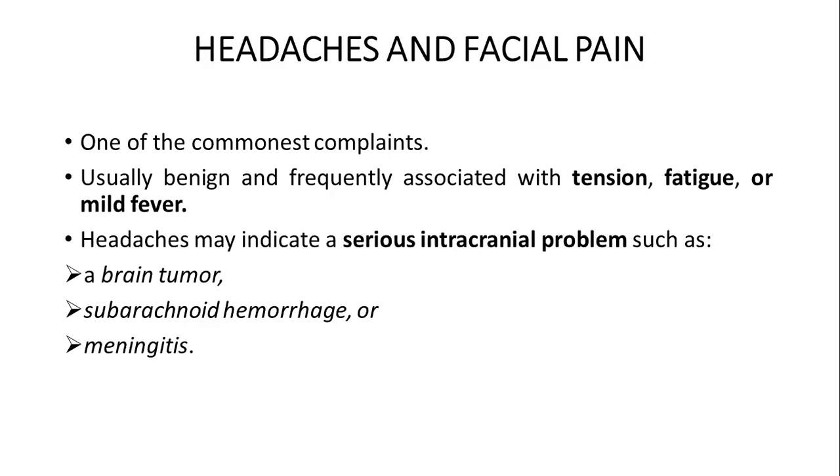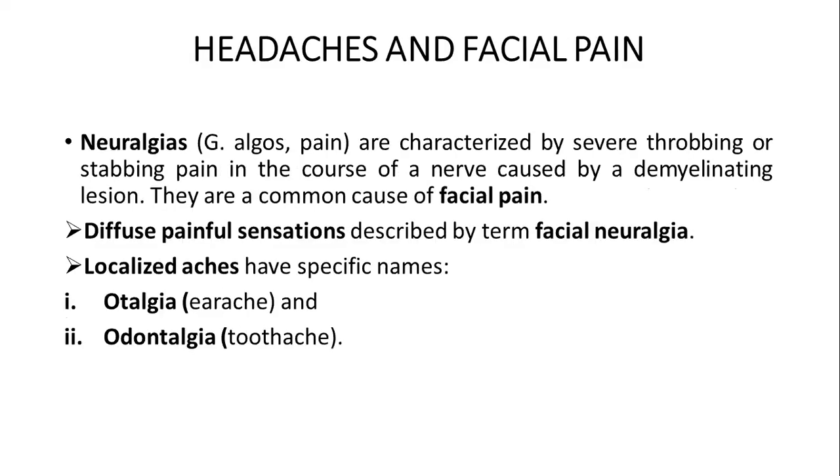For example, a brain tumor, subarachnoid hemorrhage, or meningitis. You know the meninges, and the inflammation of the meninges is meningitis. It has a very high grade fever compared with other symptoms. And these three things. Then moving on, there are neuralgias.